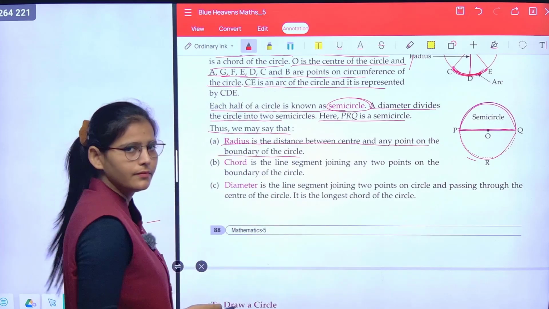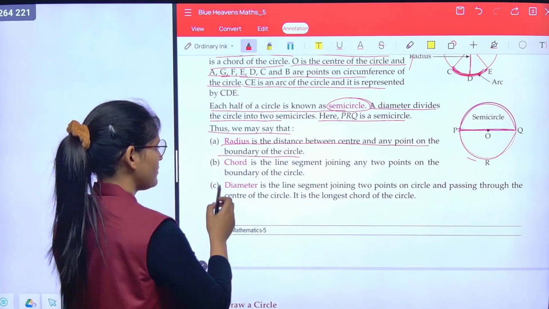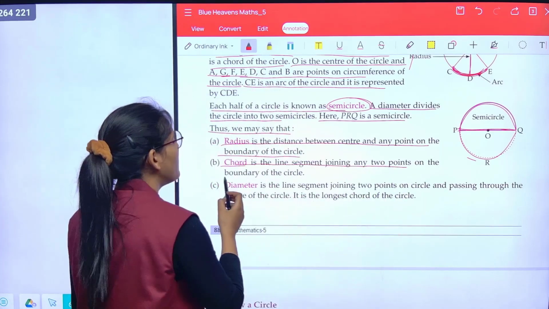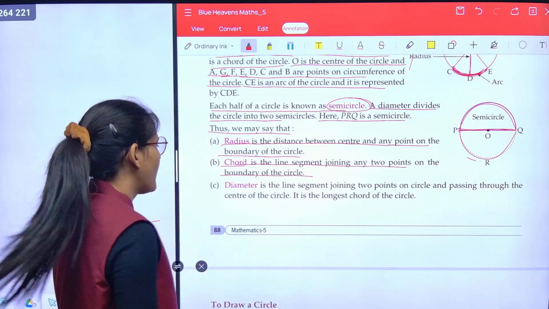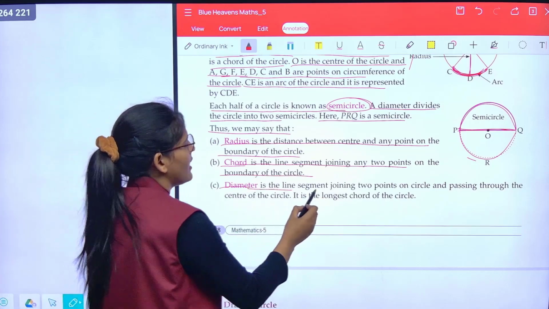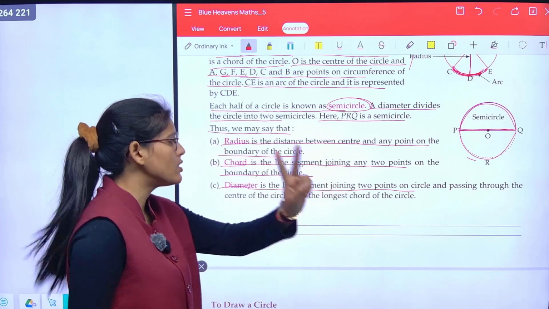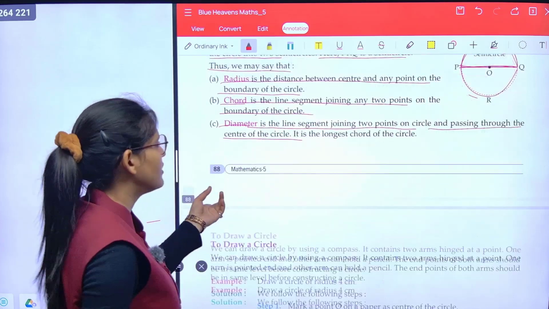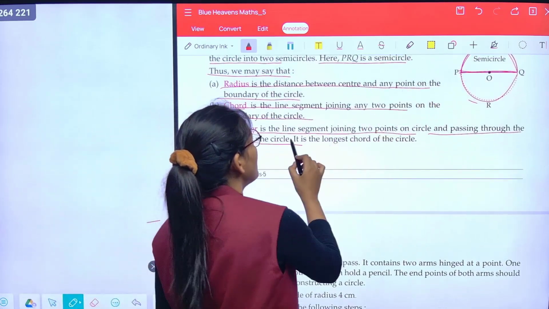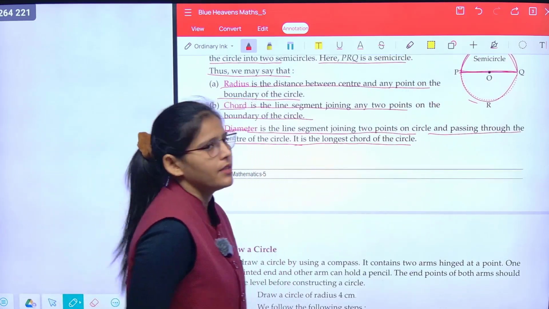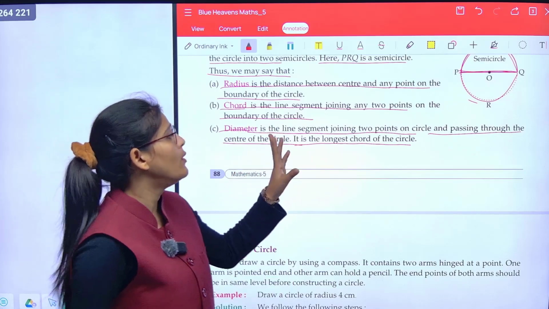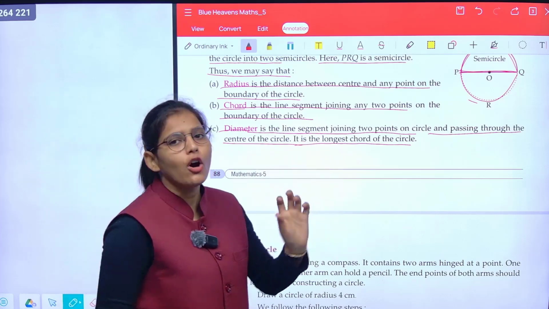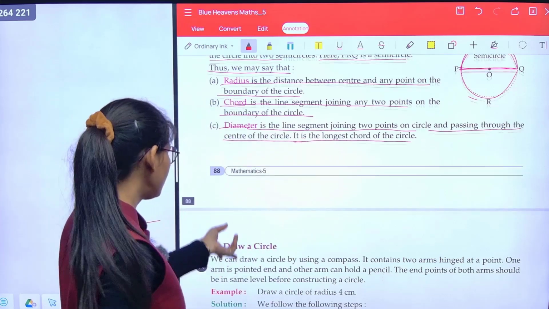Now class, a chord is a line segment joining any two points on the boundary of the circle. A diameter is a line segment joining two points on the circle and passing through the center of the circle. It is the longest chord of the circle. What is a diameter? The longest chord of your circle.